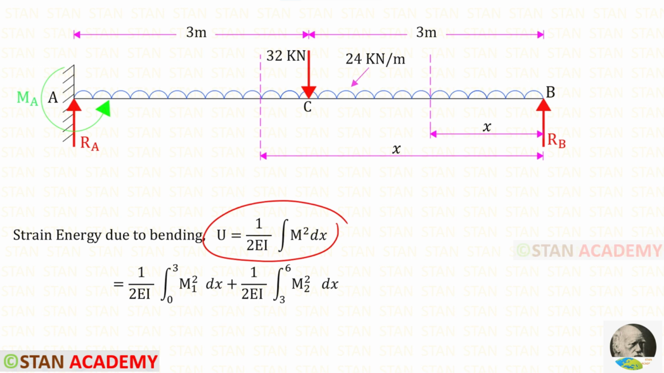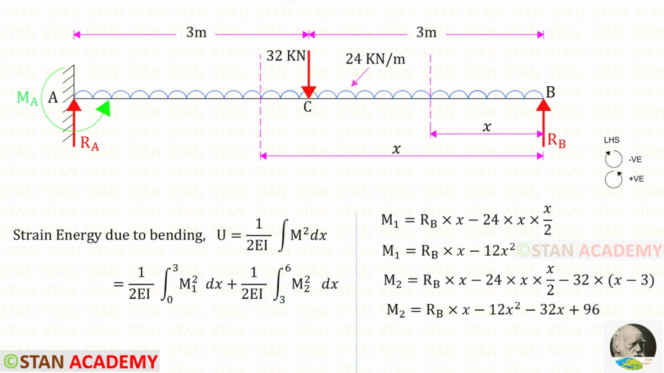Since there are two sections, we have to split this formula into two parts. For the first part, the limit is 0 to 3, and for the second part, the limit is 3 to 6. Now we are going to find the moments m1 and m2. We are going to find the moments from the point B. In this case, we have to follow left hand side rule. Clockwise will be negative and anti-clockwise will be positive.